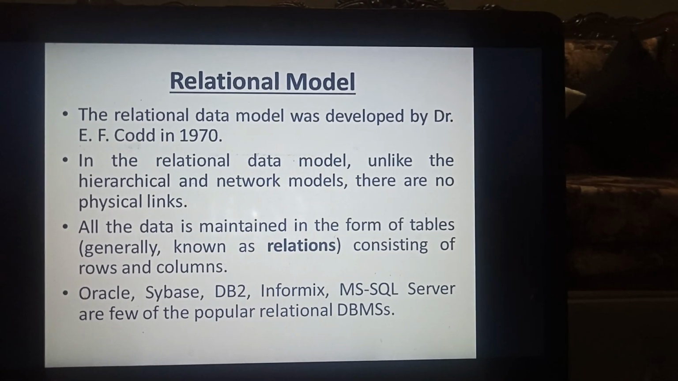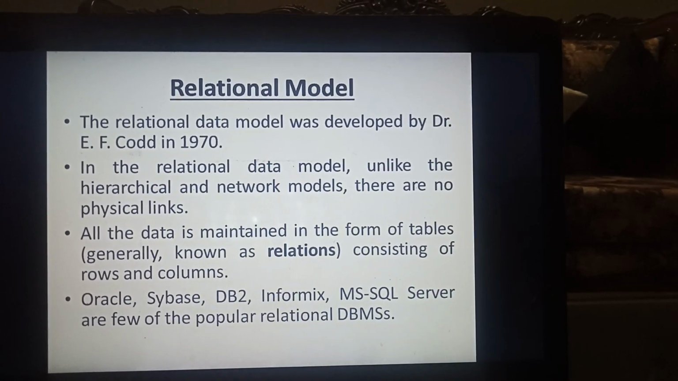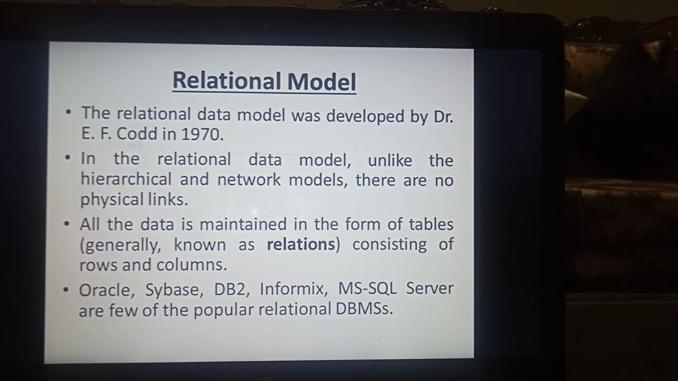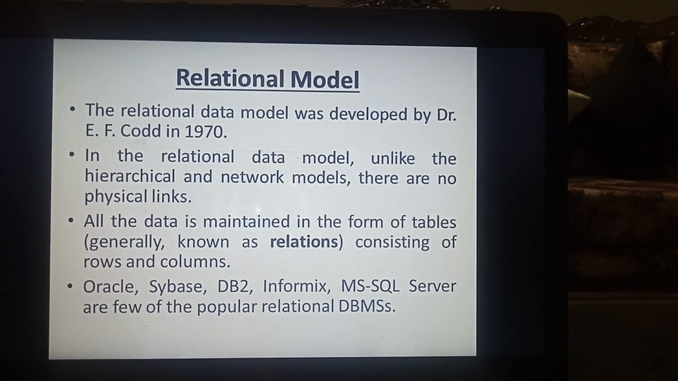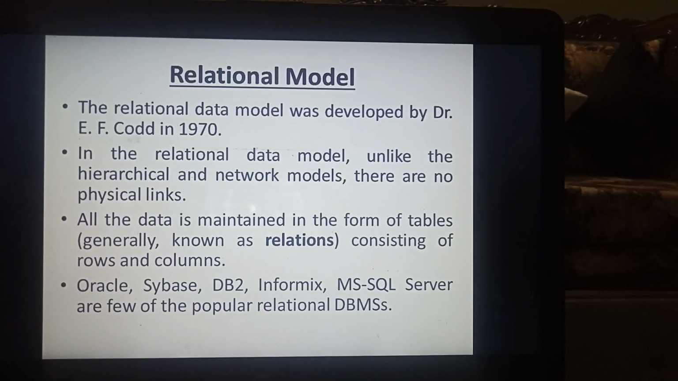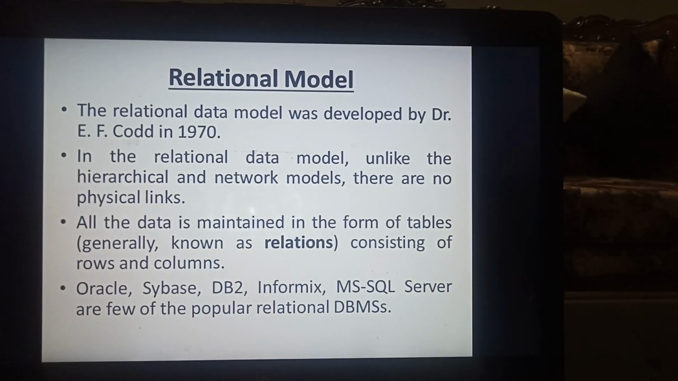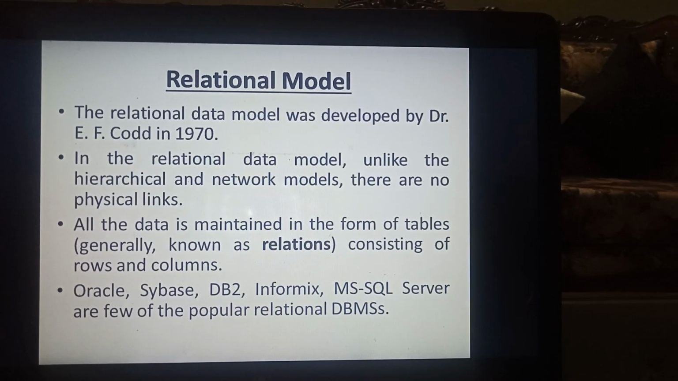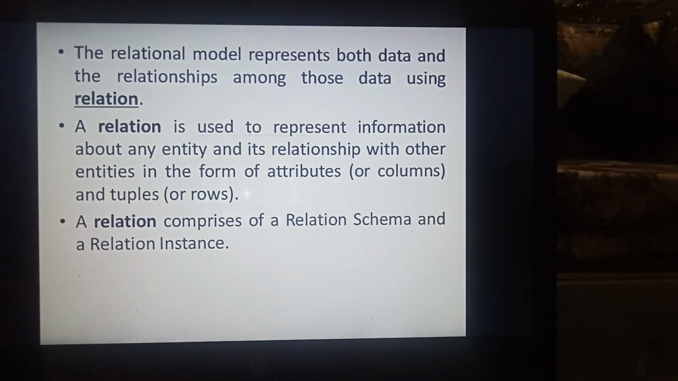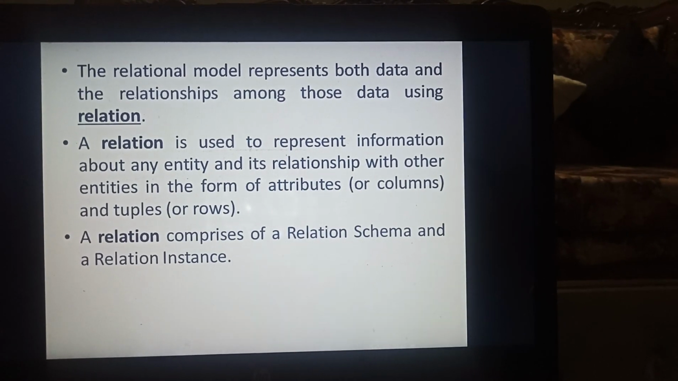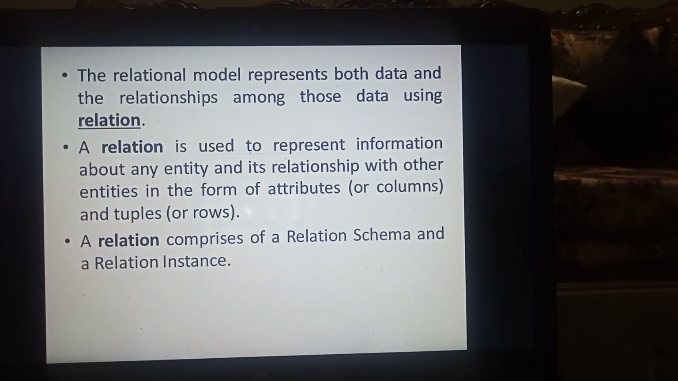All the data is maintained in the form of tables, generally known as relations, consisting of rows and columns. So in the relational data model, tables are known as relations. Oracle, Sybase, DB2, Informix, SQL Server are a few of the popular relational database management systems. So the relational model represents both data and the relationships among those data using a relation.